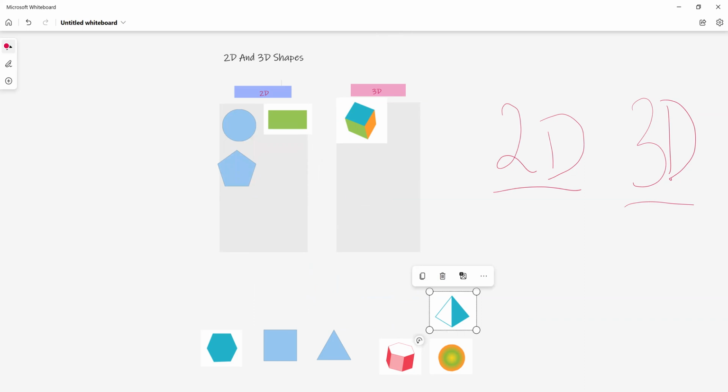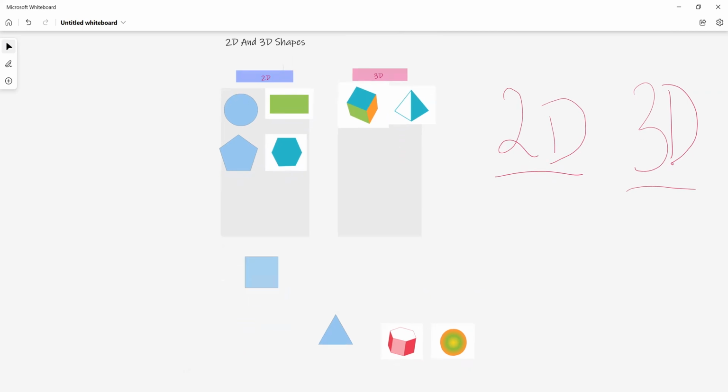Our pyramid, look at it. You see different sides. You can see that it has texture. You can see that, so it'll be 3D. How about our octagon? 2D. And our square? 2D.